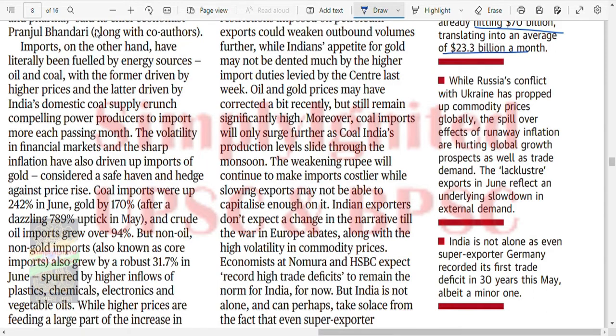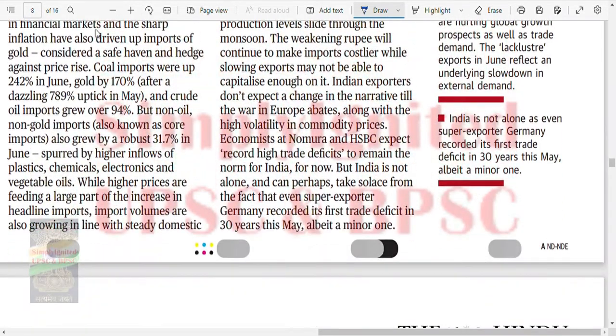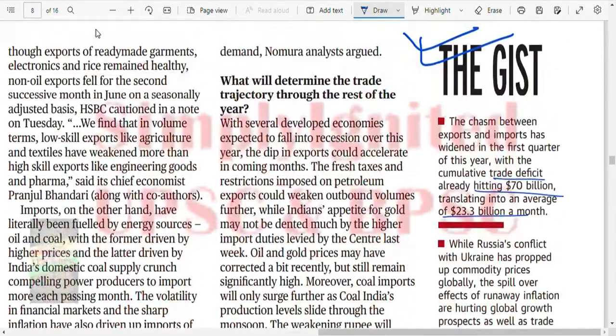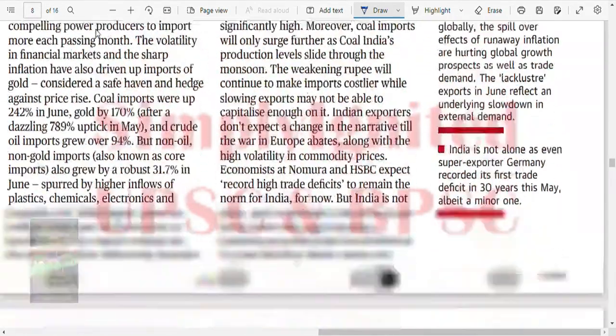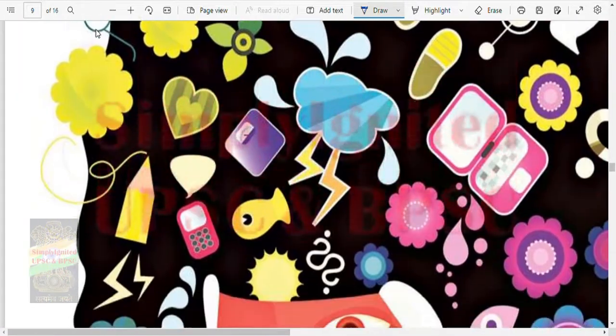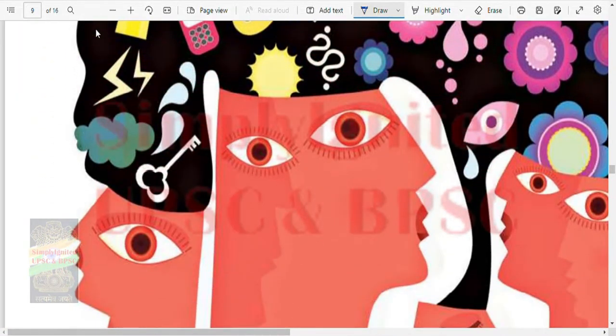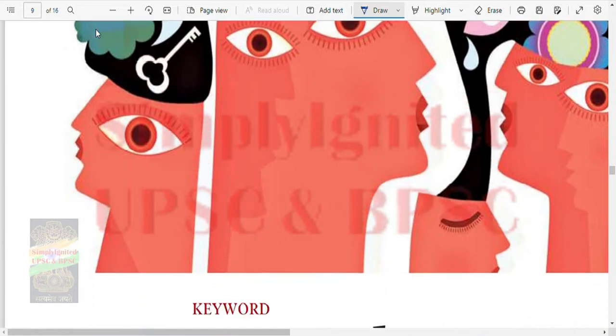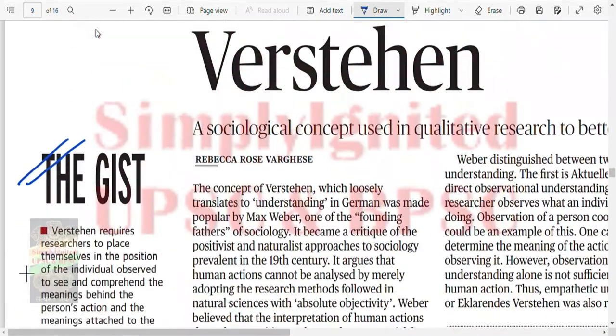India is not alone. Even super exporter Germany recorded its first trade deficit in 30 years. Okay, so it is a world phenomenon right now. So no need to worry. Yes, the worry is on the pocket, but saying that India is only involved in this would not be justice to it. Okay.